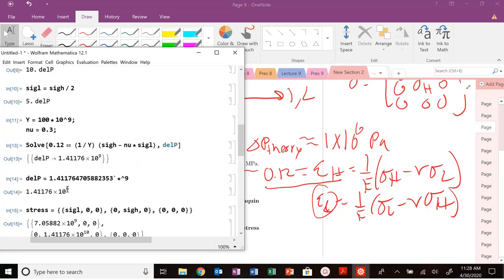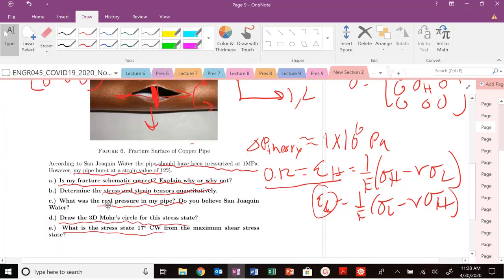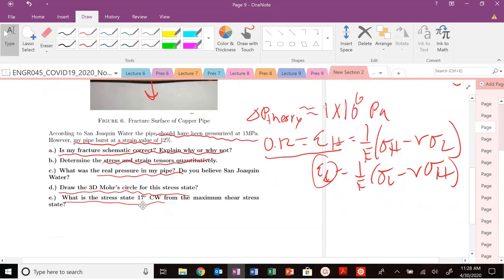We know my delta P was actually 1.4 times 10 to the 9th, so way higher than that theoretical value here. So we found the real pressure. We determined the stress and strain tensors quantitatively.